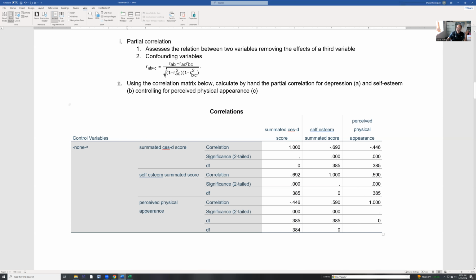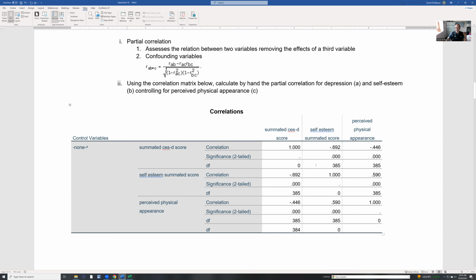But it is negative, meaning that the higher the depression, the lower the self-esteem. The higher the self-esteem, the lower the depression. These other values here, just for your information, this is a p-value, looking at the probability of a value this extreme or more extreme. It's 0.000. That means it's less than 0.0001, right?